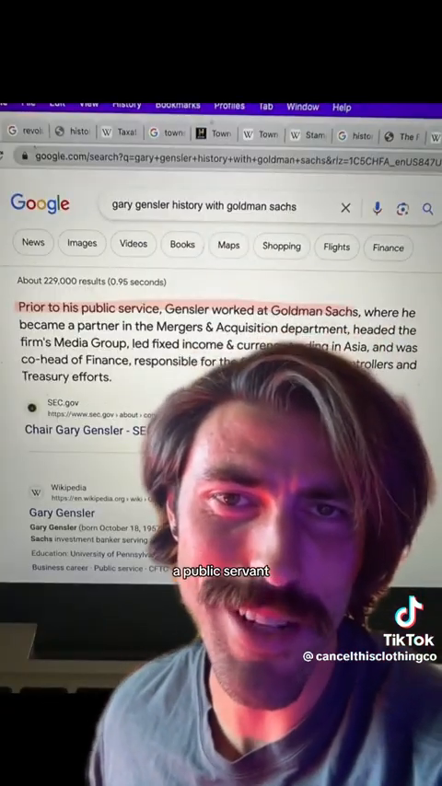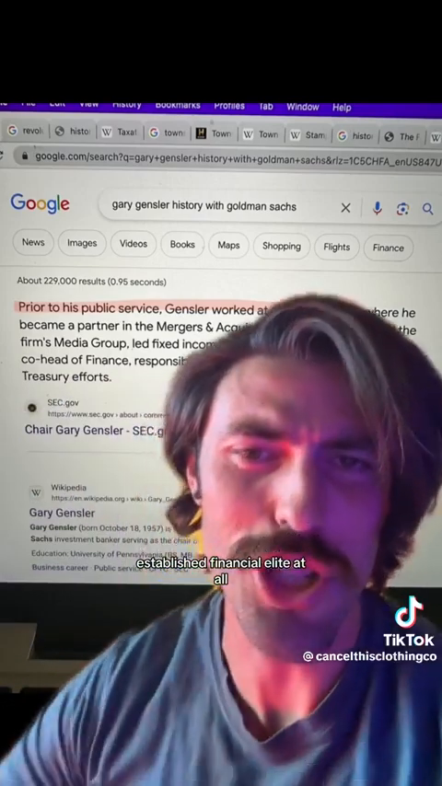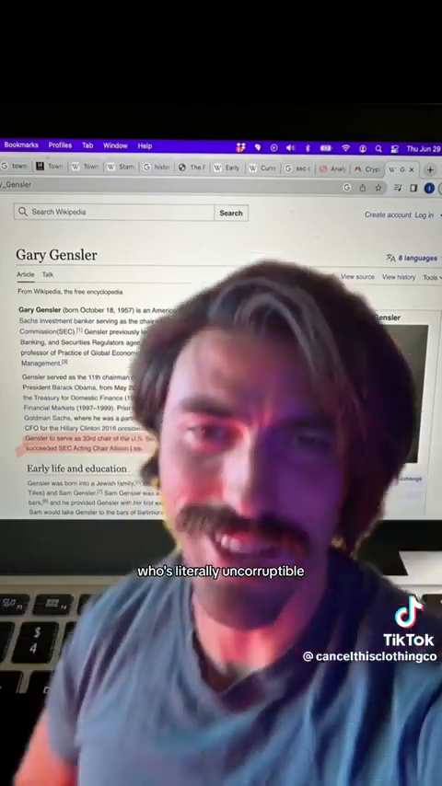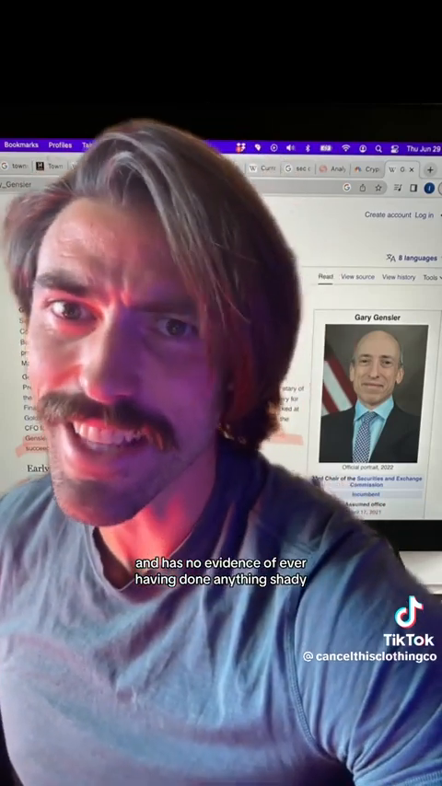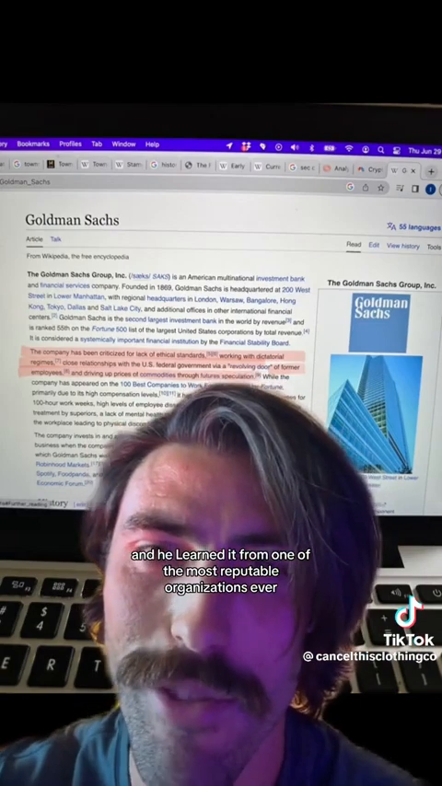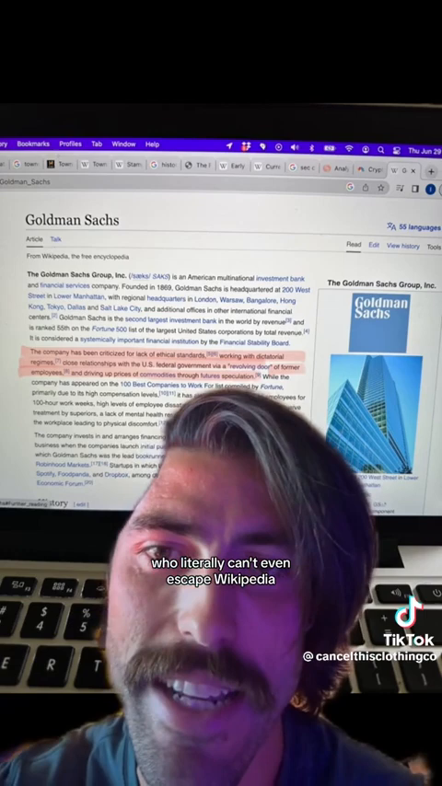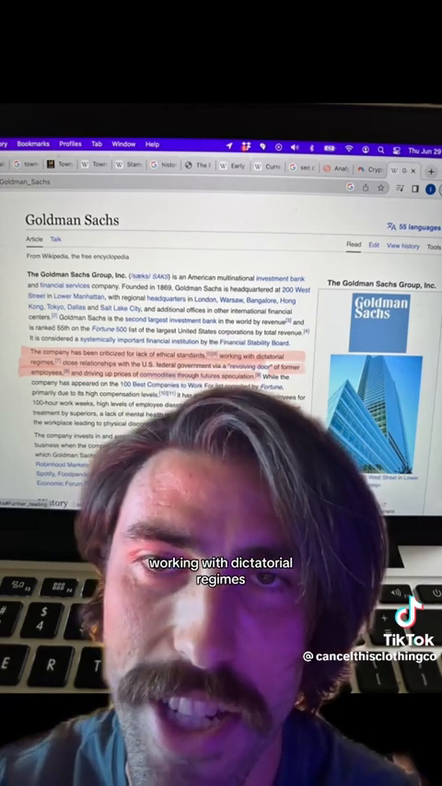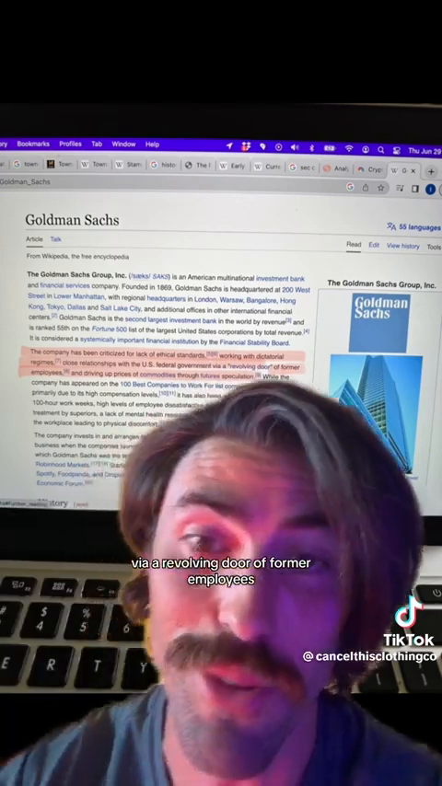Besides, Gary Gensler is like a public servant. He's not like part of an entrenched, established financial elite at all. And I mean, come on, he was nominated by Mr. Joe B., who's literally uncorruptible and has no evidence of ever having done anything shady. Besides, Gary's an expert at finance, and he learned it from one of the most reputable organizations ever, who literally can't even escape Wikipedia calling them out, has been criticized for lack of ethical standards, working with dictatorial regimes, close relationships with the US federal government via a revolving door of former employees.